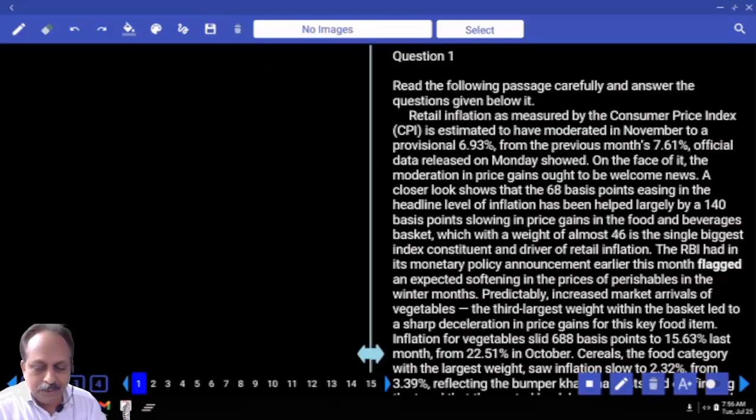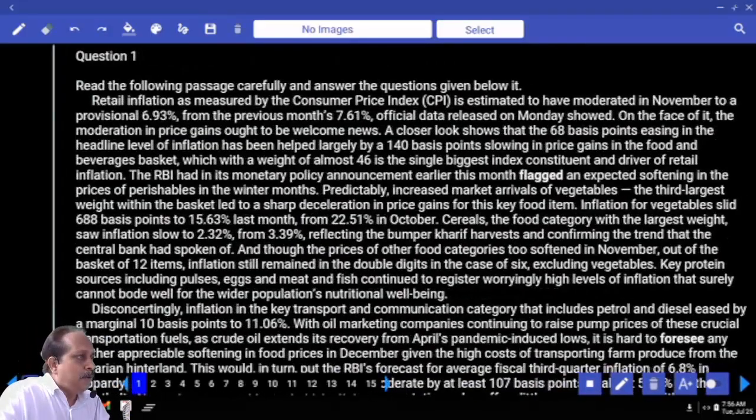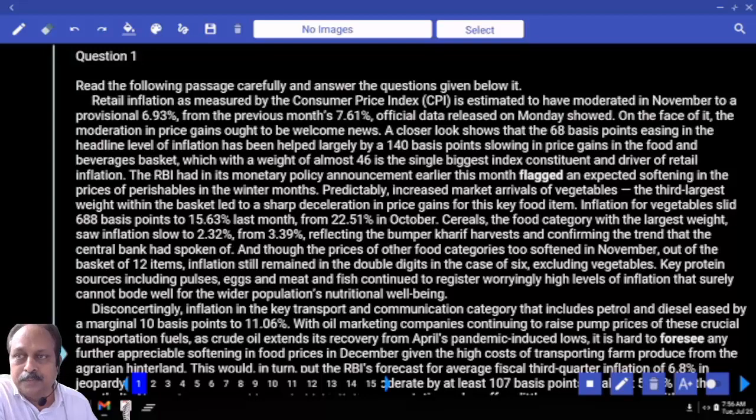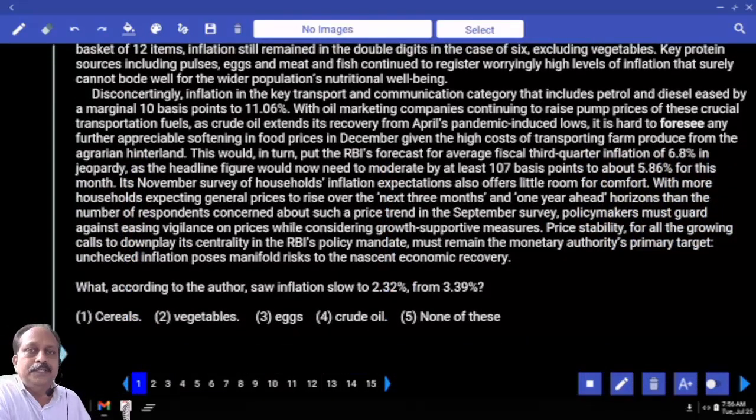Go to the session, actual paper. With this awareness, it should be easy for you to follow my explanation. The first 5 questions, the 7 questions, are based on the passage. The passage is all about inflation, am I right? Retail inflation, a bit difficult to understand because it goes with the Indian economy.